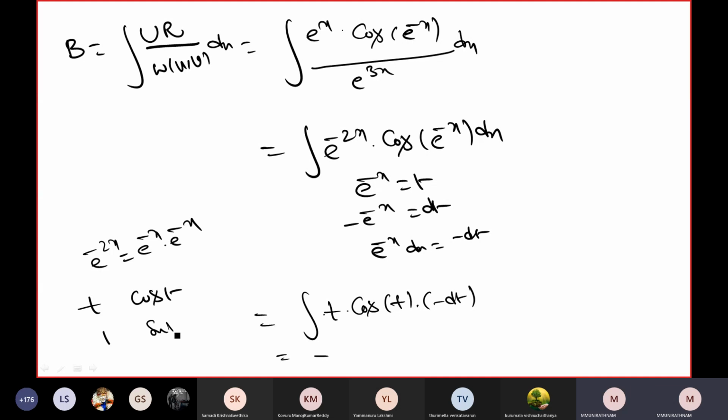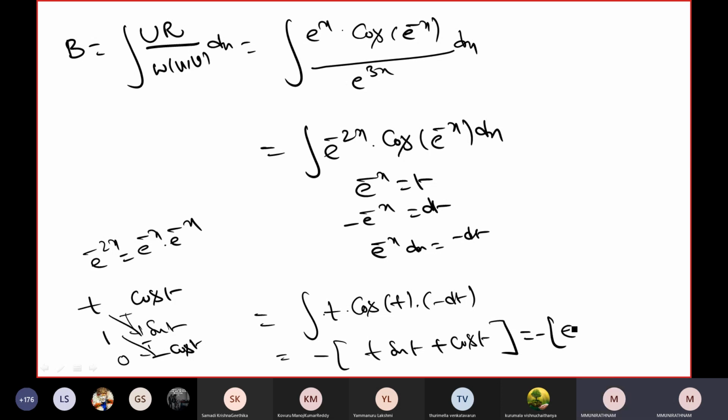1, sin t, 0, minus cos t, plus minus. So that will be t sin t plus cos t. అంతేనా? So this is minus of t, అంటే e power minus x, sin of e power minus x plus cos of e power minus x. So these are all AB values. Mainly AB values very important. Okay, AB values are very important.